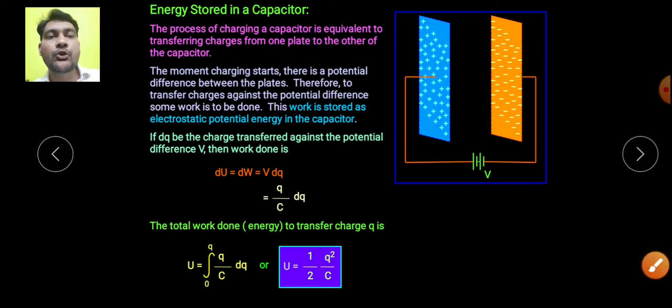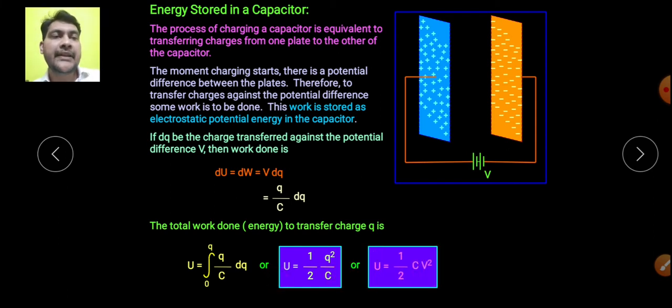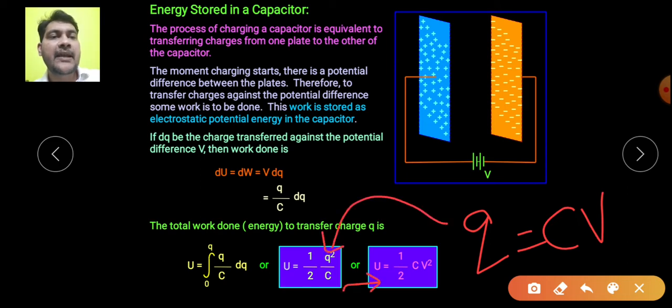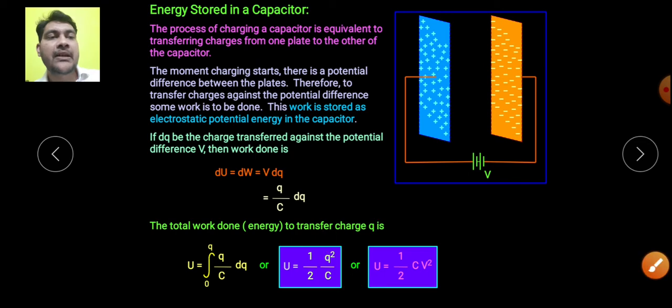So this is the energy stored on the capacitor when it is charged to some charge q from an initially uncharged position, and this is the potential energy stored on the capacitor. If you replace q by CV in this relation, you will get C square V square divided by 2C. One C cancels with the C in the denominator, and the result is half CV square.